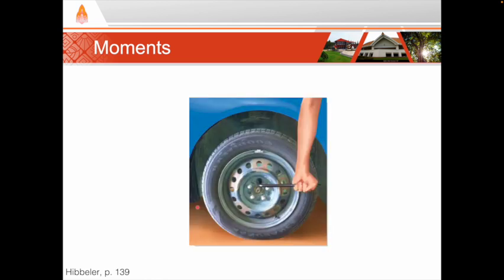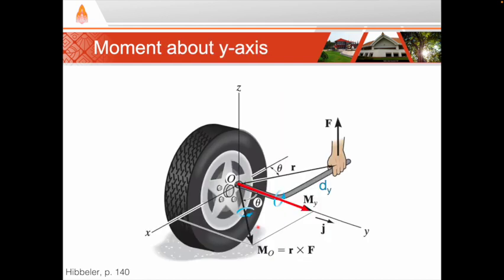However, the lug nut cannot rotate around this axis. It can only rotate around the y-axis. So what we really want to know is this moment about the y-axis. We want to know this moment My. The moment My is equal to the force F times the perpendicular distance to the y-axis, dy. In this case, we want to find the moment of a force about a specified axis. We can do this by using scalar or vector analysis, just like when we found the moment about a point.